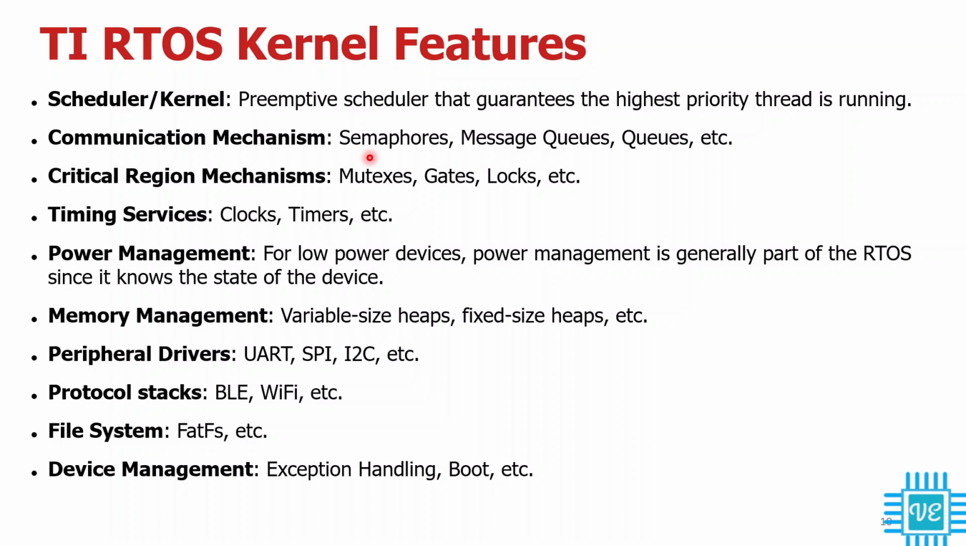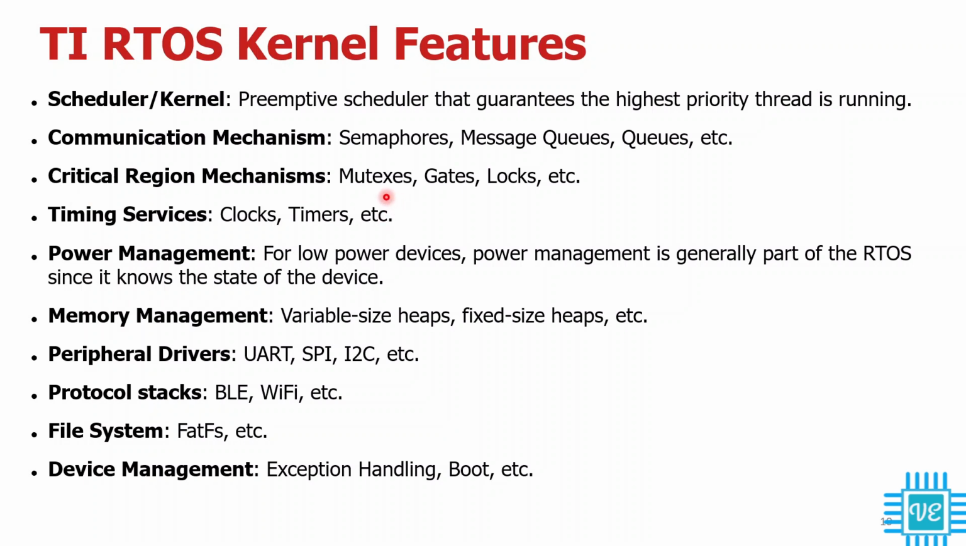Okay, in order to execute it by the kernel, you can use these communication mechanisms, also called inter-process communication mechanisms. Those are basically semaphores. Semaphores again contain two kinds: one is a binary semaphore, another one is a counting semaphore, and then you have another method called message queues, etc. Okay, and then there are special things to manage the critical regions in the application.